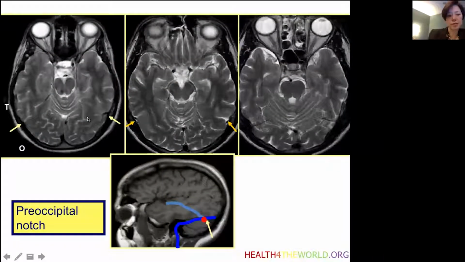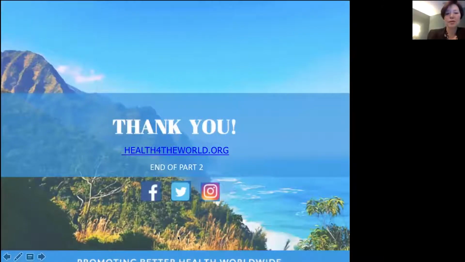Axially, you can see the small vein here. This is the anterior occipital notch or preoccipital notch. So posterior to this is the occipital lobe, and anterior to this is the temporal lobe. And this is where the vein of Labbé enters the transverse sinus. So that's the quick anatomical review of all the anatomical structures.